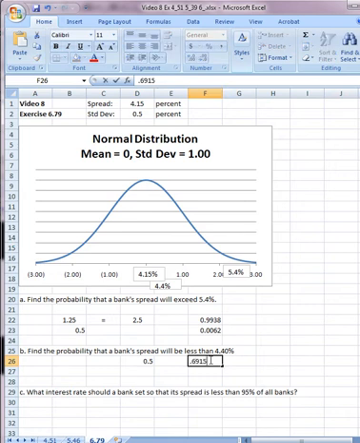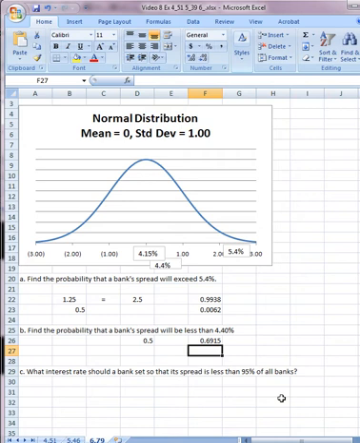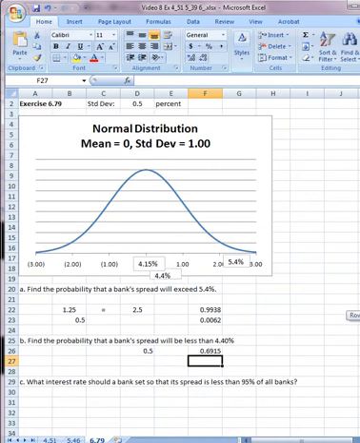We don't need to subtract from 1 because the table gives us the area to the left of the z value. That's the probability of getting a bank whose spread is 4.4% or less to the left. Okay, the third part is to work backwards. Once again, I went up too far. Let me get, we can see our values here.